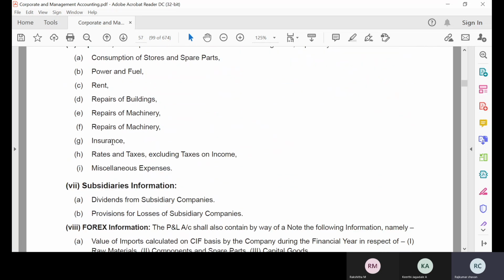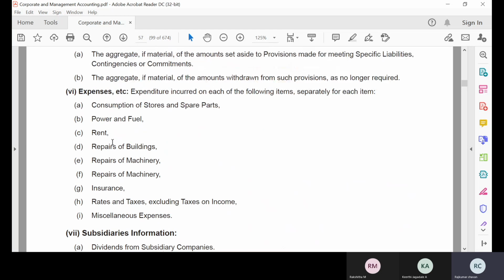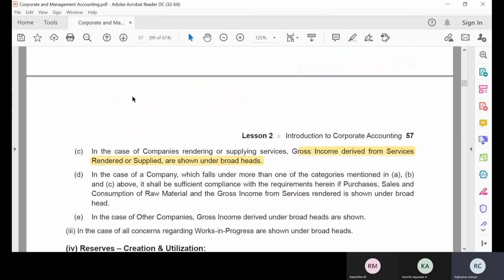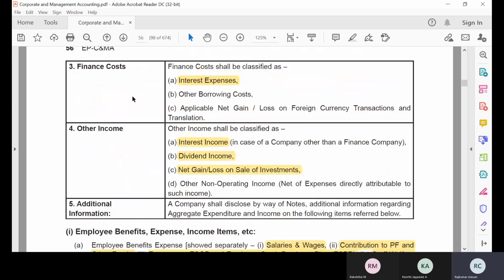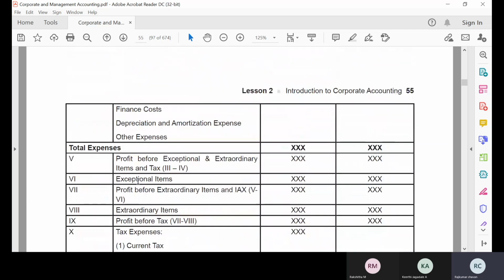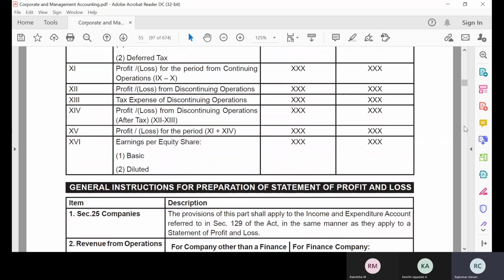What are the major expenses for any company? Expenses like expenditure incurred on the following items. These are the expenses, other expenses. Like in our balance sheet, profit and loss account, we have something called other expenses. Even that can be considered here. What are other expenses? Now we are going to see.